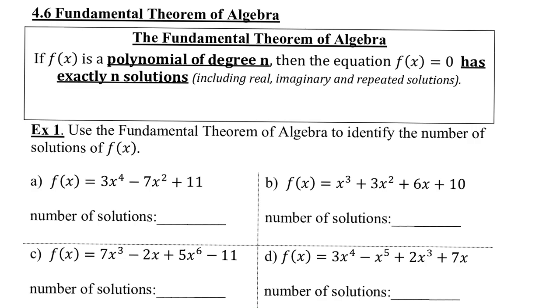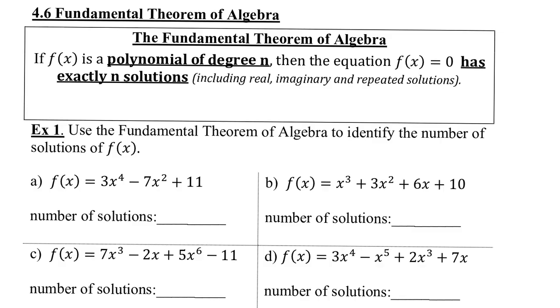Okay, 4.6 is our last section of chapter 4, and it's the fundamental theorem of algebra. The fundamental theorem of algebra says if f of x is a polynomial of degree n, remember the degree is the highest exponent in the equation, then the equation f of x equals 0 has exactly n solutions. This is including real, imaginary, and repeated solutions. We've kind of already known this.